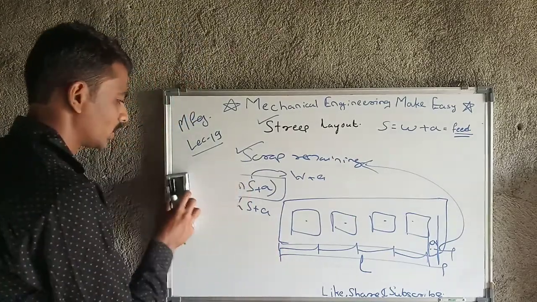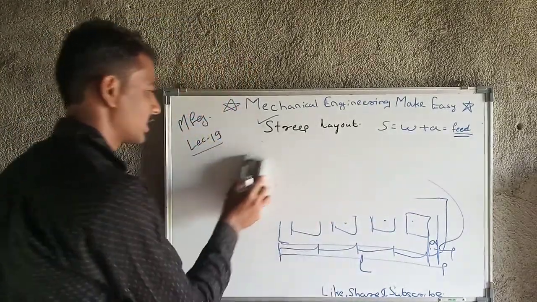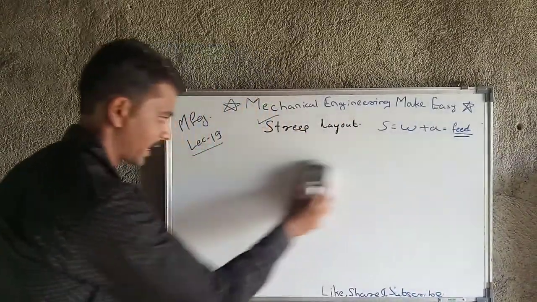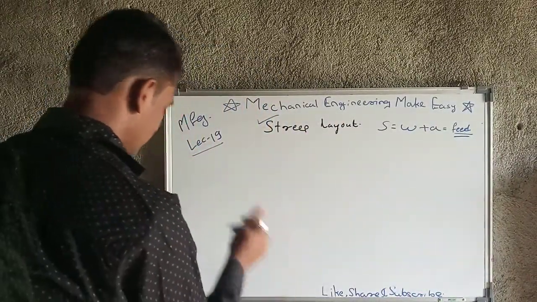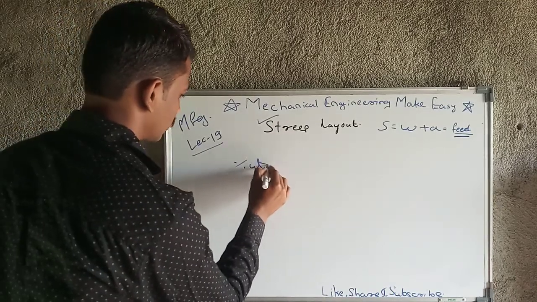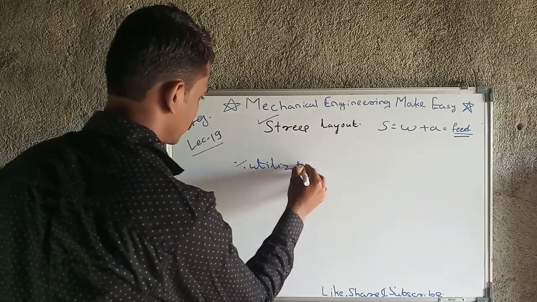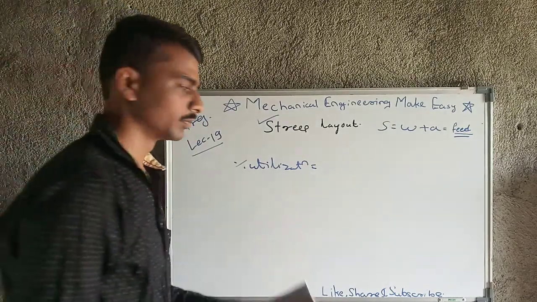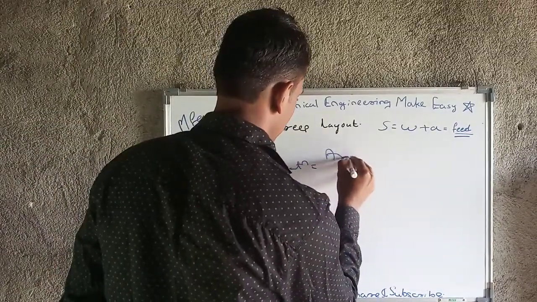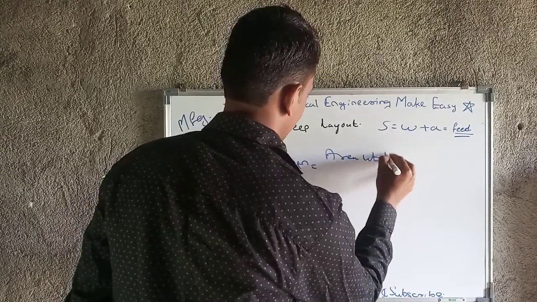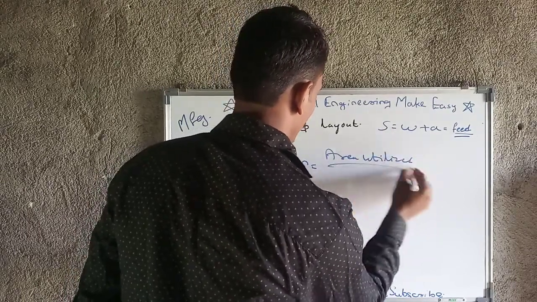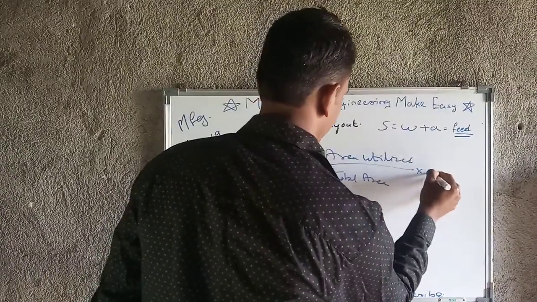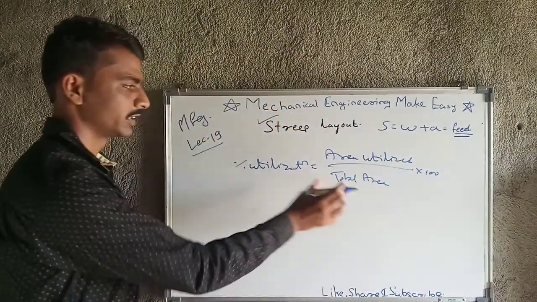Then we will move towards percentage utilization of area and percentage scrap of area. These are two important parameters. Percentage utilization, what is it? Area utilized upon total area of sheet, into 100. Okay, this is percentage utilization.